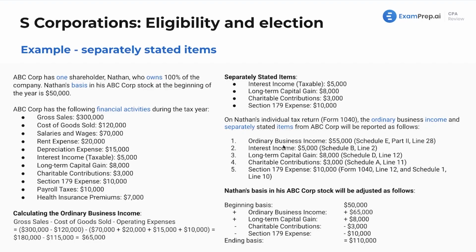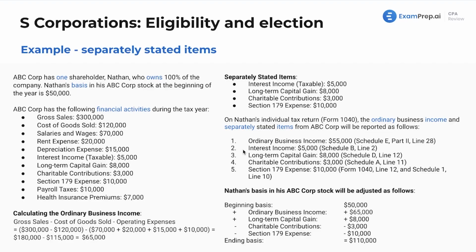Now, look at this. Isn't it beautiful? Isn't it wonderful? We are reporting all of these amounts where they should go. We are going to see that our ordinary business income is going to go on Schedule E, Part 2, line 28. Interest income goes on Schedule B. I mean, these are things you should know. Interest income goes on Schedule B.